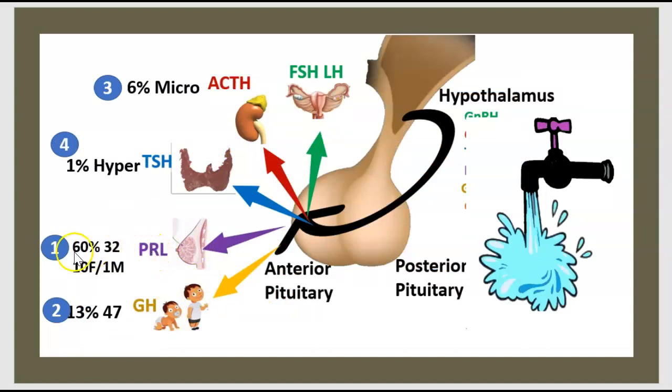Tumor secreting prolactin is the first one, 60%. Maximum occurrence is at the age of 32, 10 female versus 1 male. The second one is tumor coming from growth hormone, 13%. They occur at the age of 47. The third one is ACTH tumor, which are microadenoma, 6%, and the last one is TSH tumor, hyperproduction of thyroid, 1%.